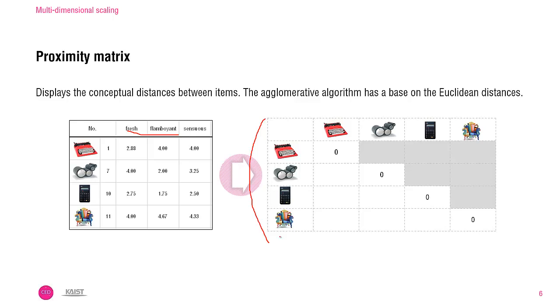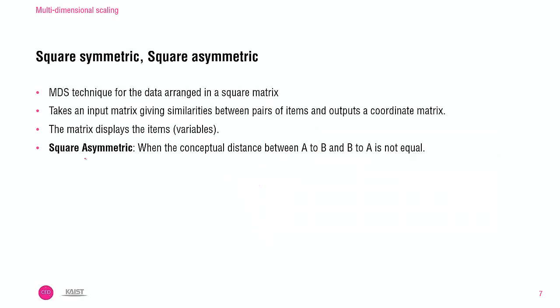We just need to think about what criteria should be proper to measure or distinguish the characteristics of each of the products. Once you have this proximity matrix filled out, you can continue to a square symmetric matrix. As introduced, MDS can be categorized based on the shape of the input data matrix. When it is in a square shape, we call it square symmetric or square asymmetric.